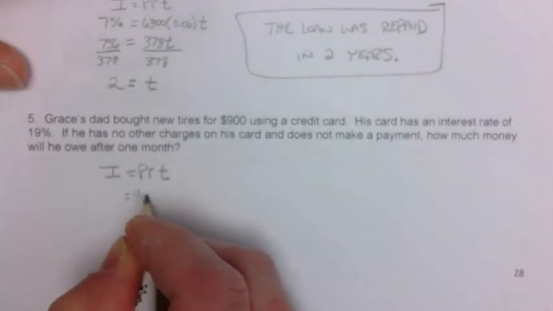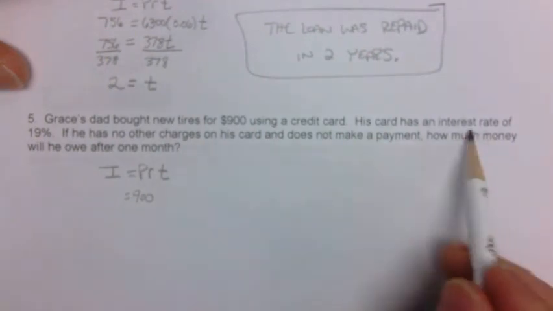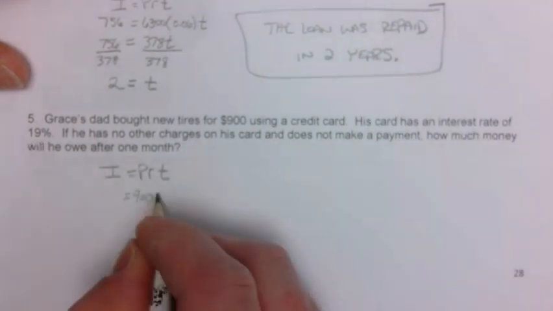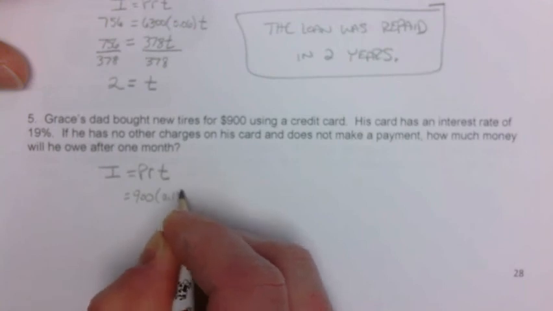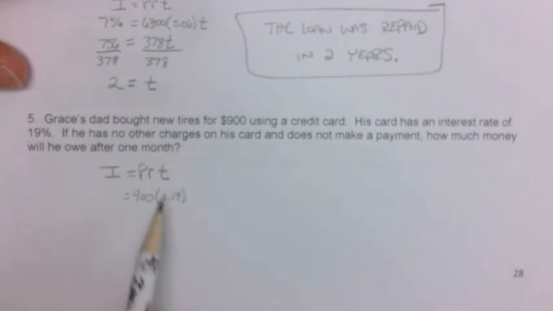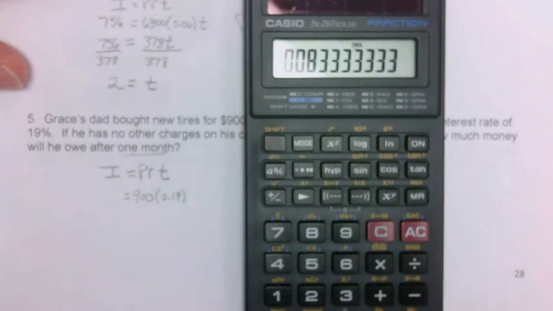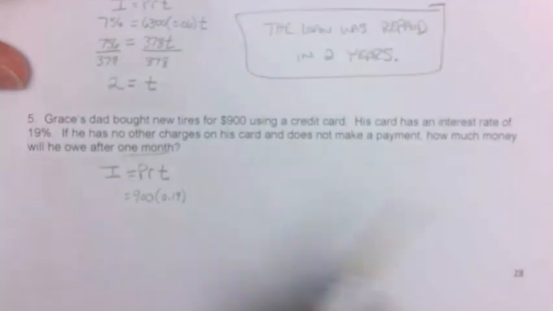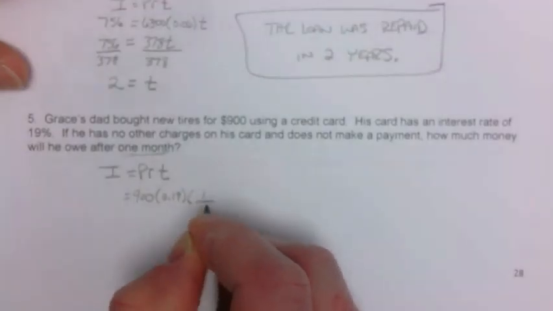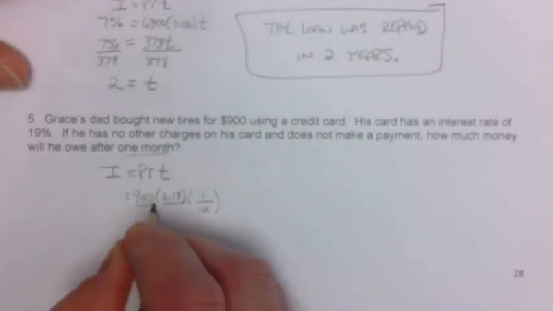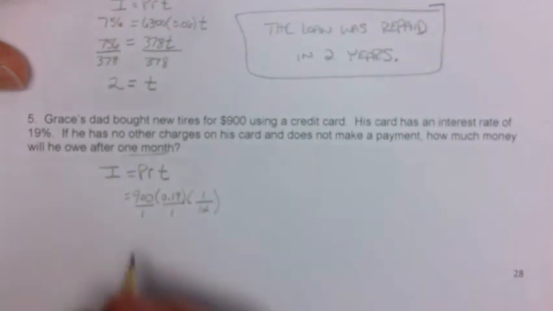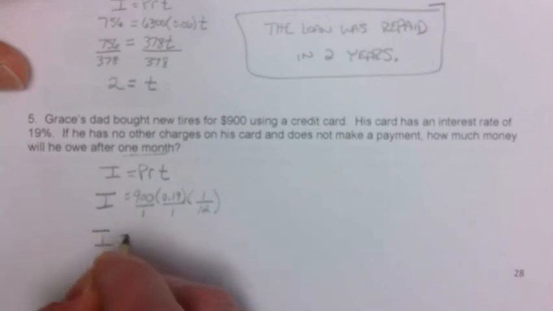All right, so we know that Grace's dad bought the tires for $900 with his credit card, so that's the principal amount borrowed. The interest rate is 19%, which as a decimal is 19/100. And T, the time, is for 1 month. So again, to convert months into years, divide by 12. 1 divided by 12. I've got a repeating decimal again. So once again, I'm just going to keep it as a fraction, 1/12. I'll make my other two numbers fractions by putting them over 1, and I'm going to calculate I, the interest.